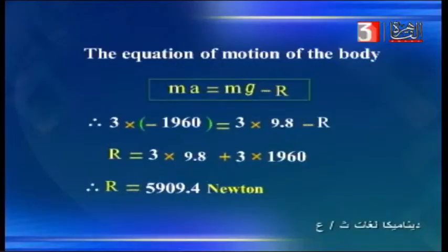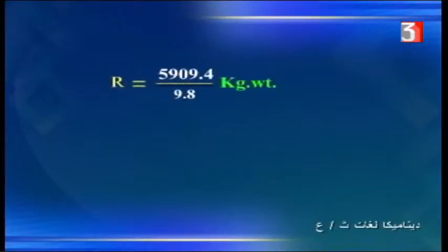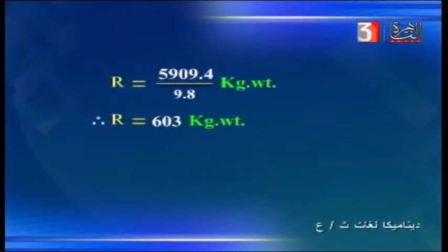But what is the resistance in kilogram weight unit? Yes, R equals 5909.4 divided by 9.8. Now this unit is kilogram weight. Then the resistance equals 603 kilogram weight. The resistance now in kilogram weight unit.